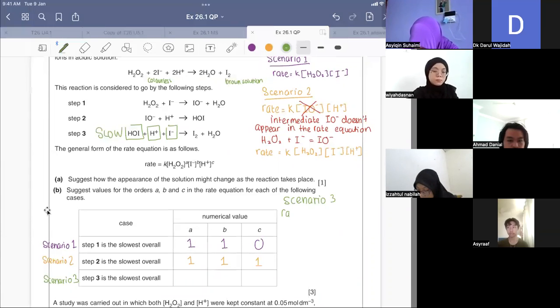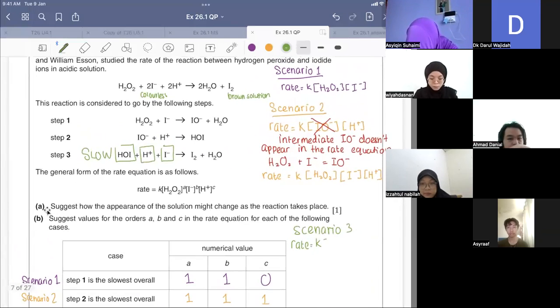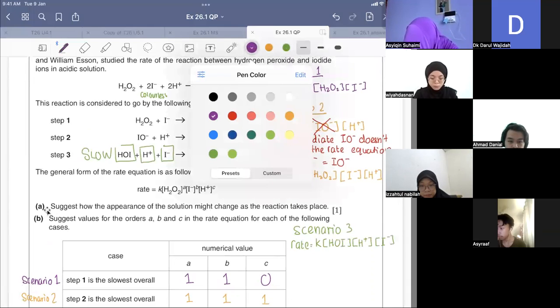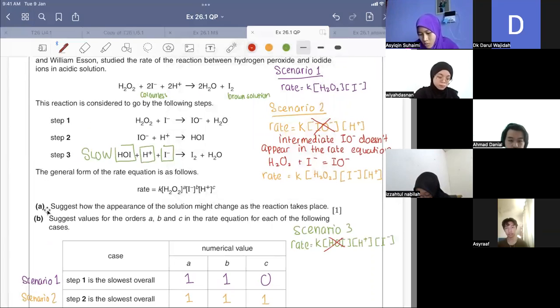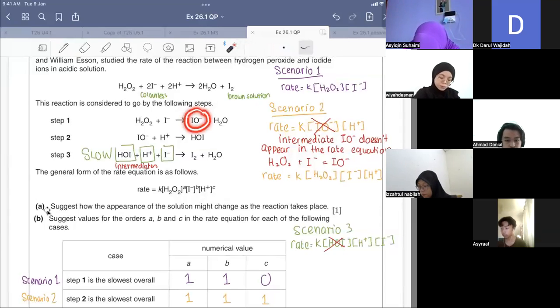So rate is equal to k times the concentration of HOI times the concentration of H plus times the concentration of I minus. Now, another problem, because HOI is not in the chemical equation. HOI is, again, an intermediate. So you have two intermediates in this mechanism. First is IO minus. You produce it, you use it up, gone. The second intermediate is HOI. You produce HOI, you consume it. At the end of the reaction, they will be gone.